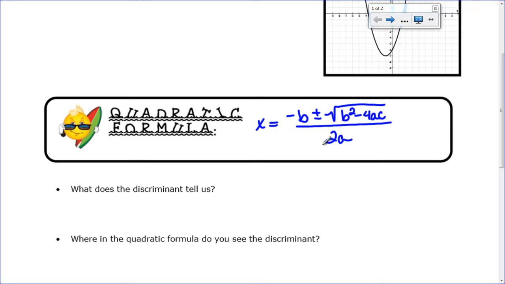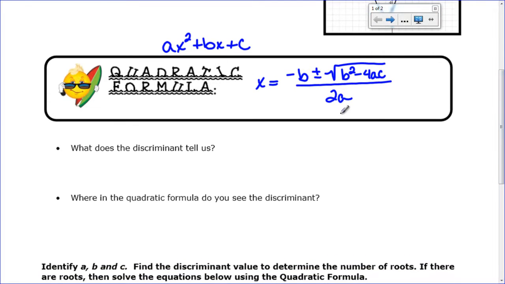And where this a, b, and c comes from here in the quadratic formula is from our standard form of a quadratic, which is ax squared plus bx plus c. So when you have a quadratic, your a, b, and c come from that form, and it's just those coefficients that are part of your formula.